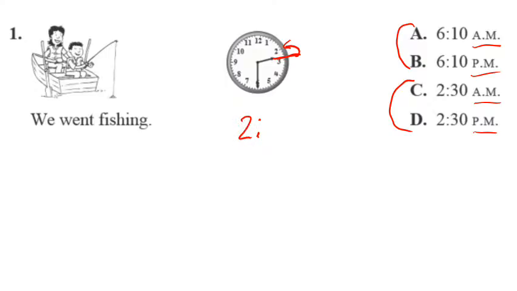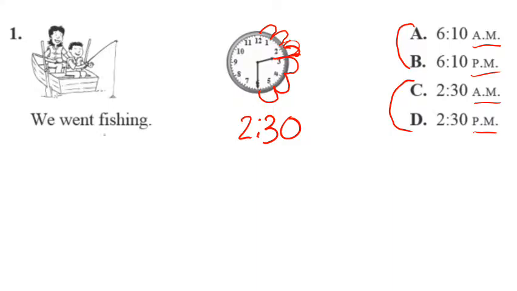Next, I have to look at my minute hand. My minute hand is pointing at the 6. If I don't know already that means 30, I can count by 5, starting with the 1. 5, 10, 15, 20, 25, 30. It is 2:30. Now I have to look at the activity.